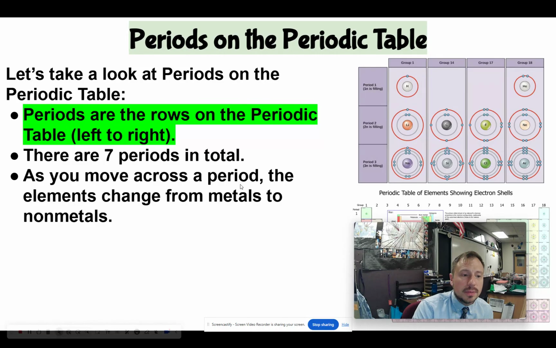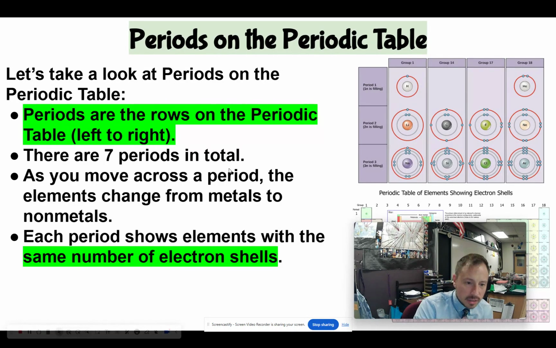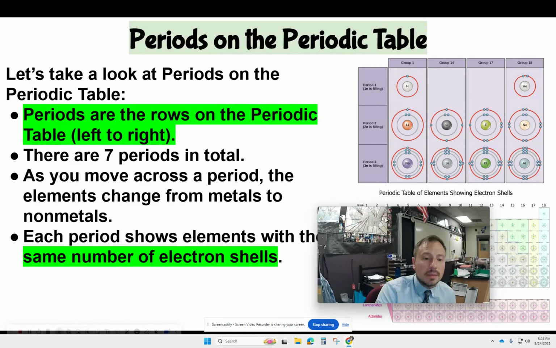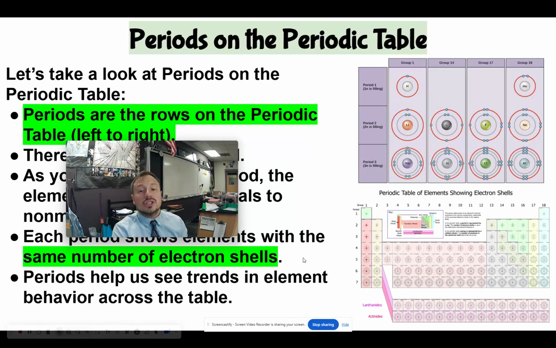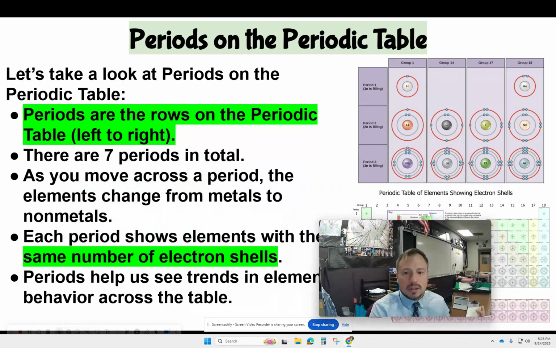As you move across the period, the elements change. That's where we go from metals to metalloids to nonmetals. Each period shows elements with the same number of electron shells. So if you look here, this one has period 1, 2, 3. That just tells you how many shells they have. Period 1 has 1 shell, period 2 has 2 shells, period 3 has 3 shells, and so on.